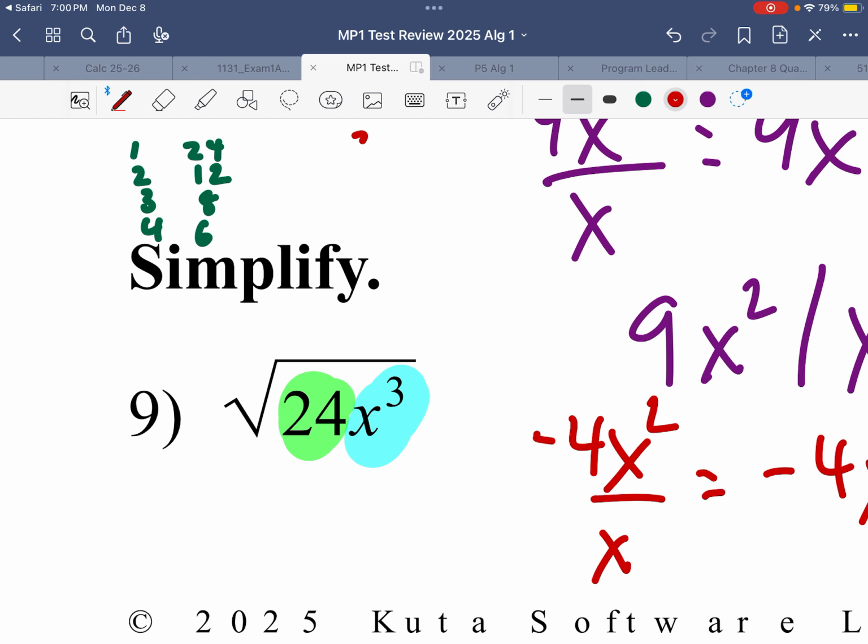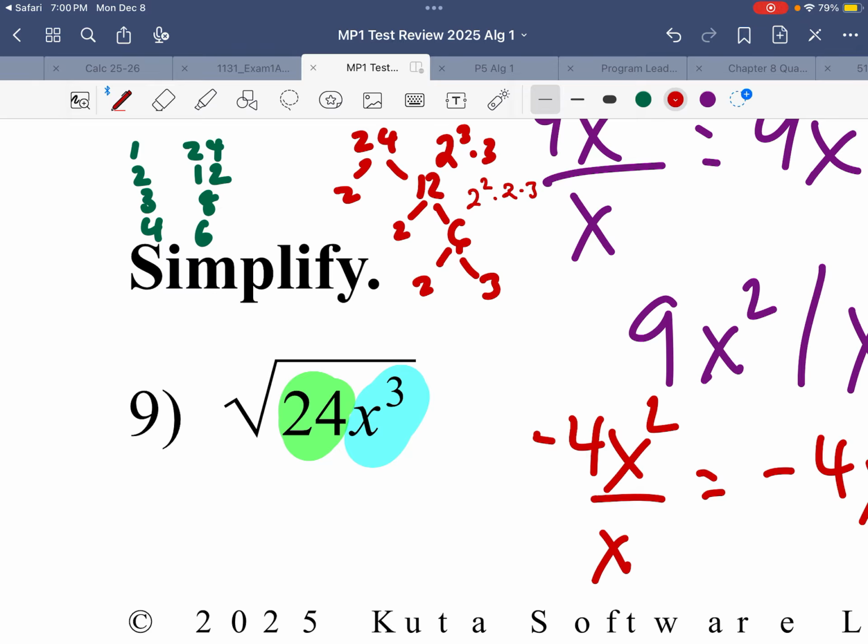Some people have an easier time doing a factor tree, like saying, okay, 24 is 12 and 2, and 12 is 2 and 6, and 6 is 2 and 3. We're looking for the prime factors. So 24 is 2 to the third times 3. The only perfect square here is going to be 2 squared times 2 times 3. Or I would show this like, I can rewrite this like the square root of 4 times the square root of 6.